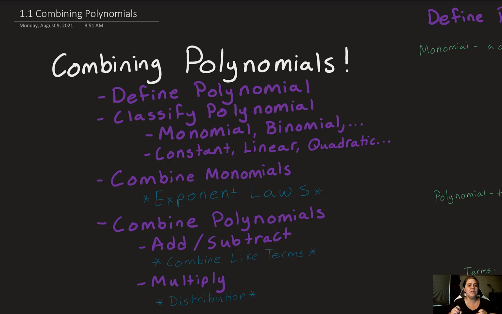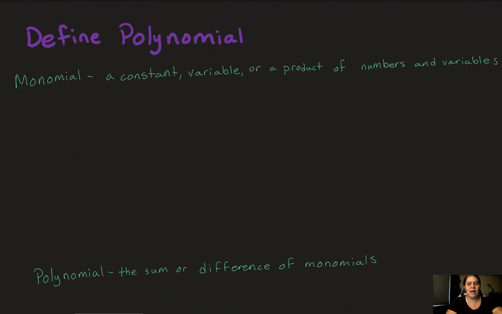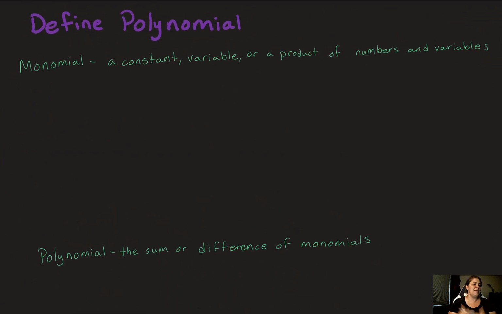The kind of bluish words let you know, hey, combining monomials is sometimes also known as exponent laws, combining like terms, or possibly even distribution. So, let's get going. Before we can define a polynomial, we have to define a monomial. So what is a monomial? A monomial is a constant, a variable, or the product of constants and variables.